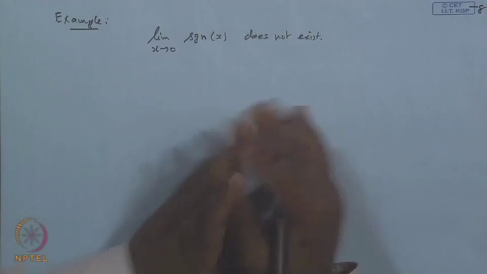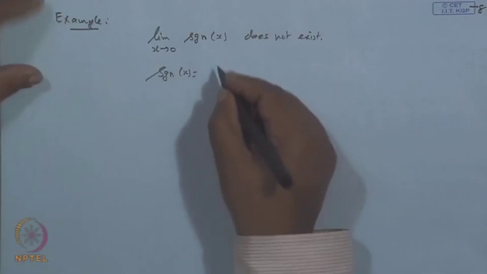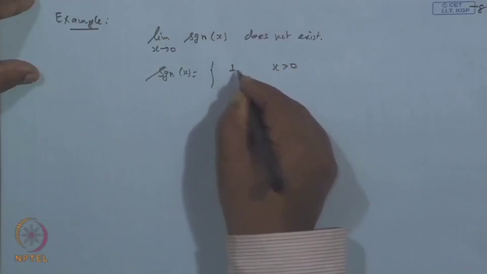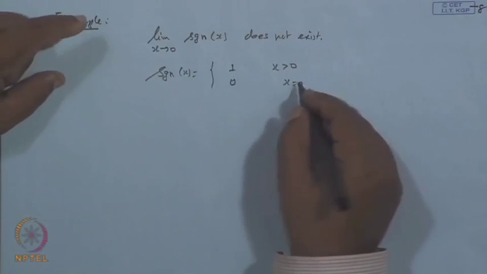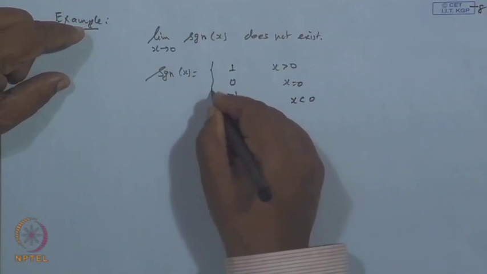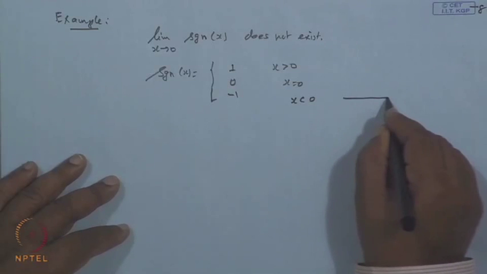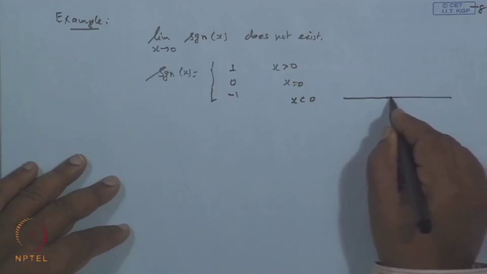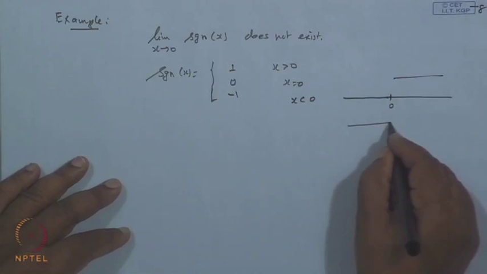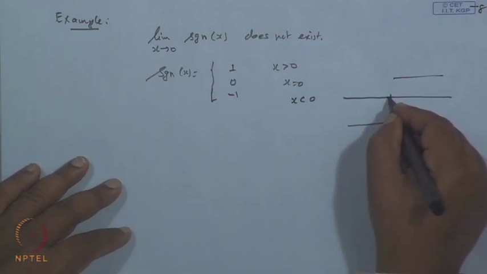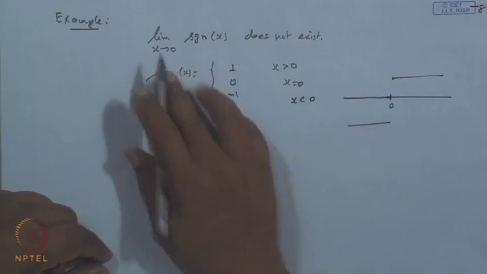First, what is the signum of this? The signum function is basically the sign of the function. So, when x is positive, the value will be 1. When x is 0, the sign we consider just 0. When x is negative, we put it to be minus 1. So, this is the signum function. When x is positive, the function is 1, when x is negative, the function is minus 1, and at the point 0 we take it to be 0. The limit of this signum function when x approaches 0 does not exist.